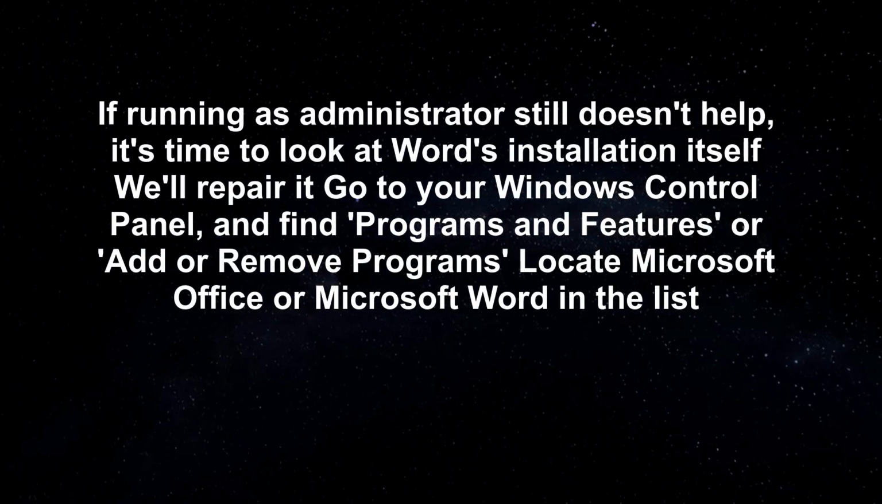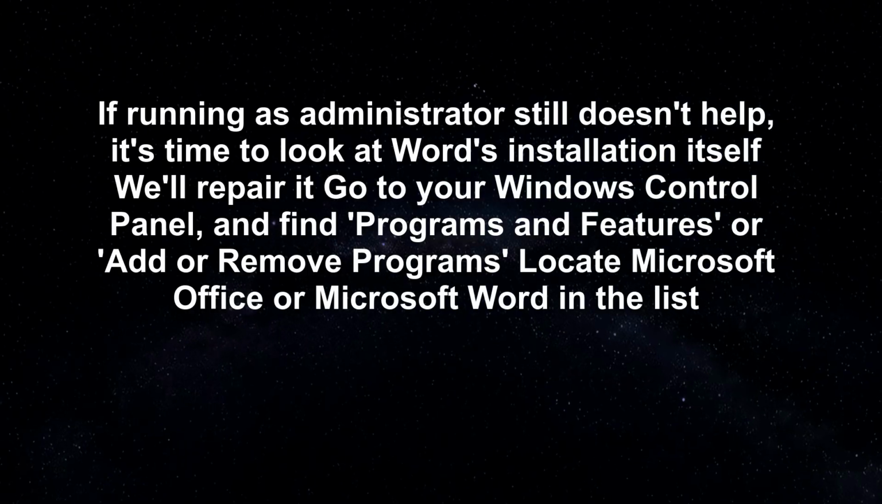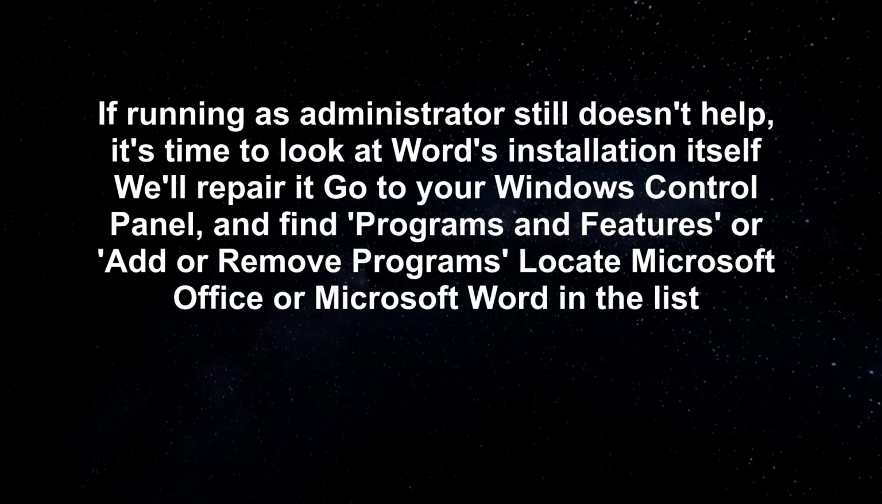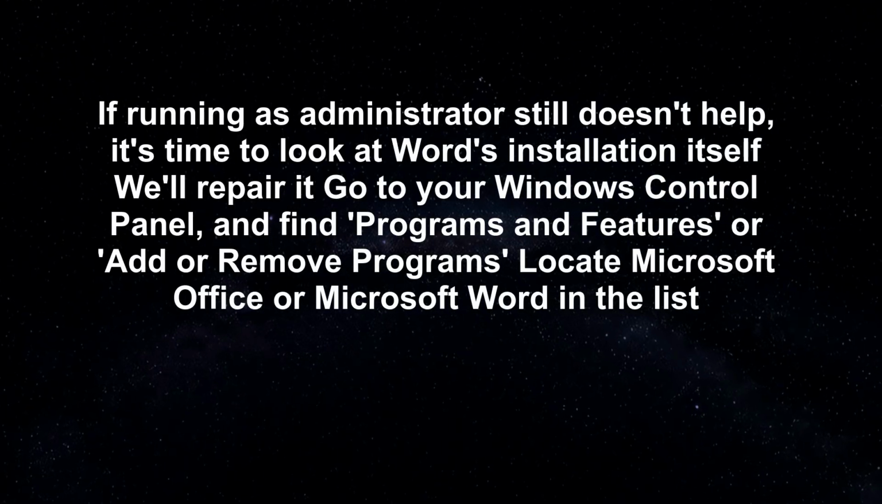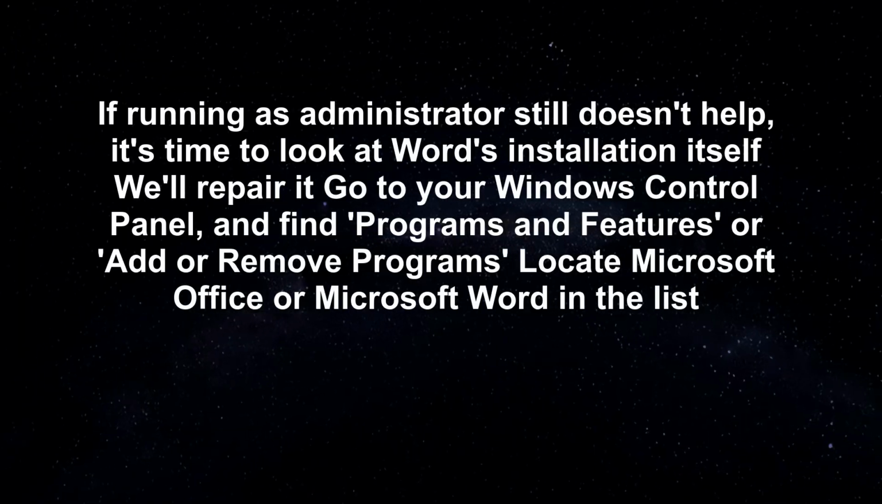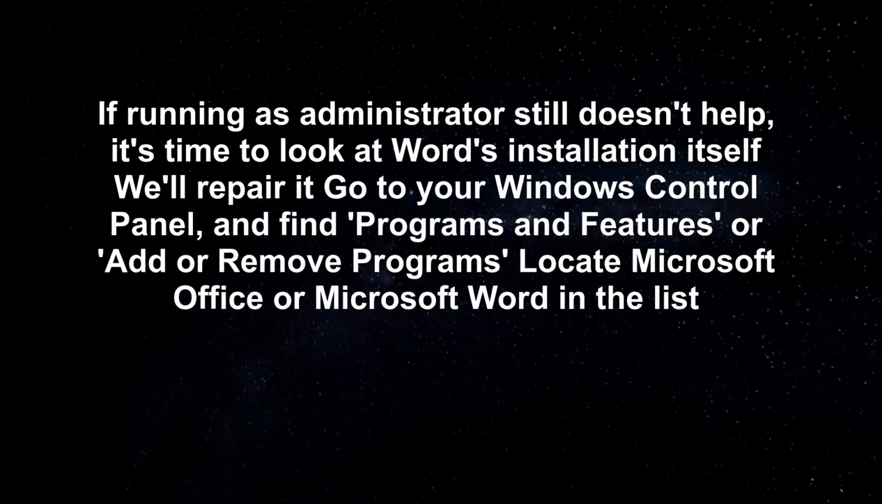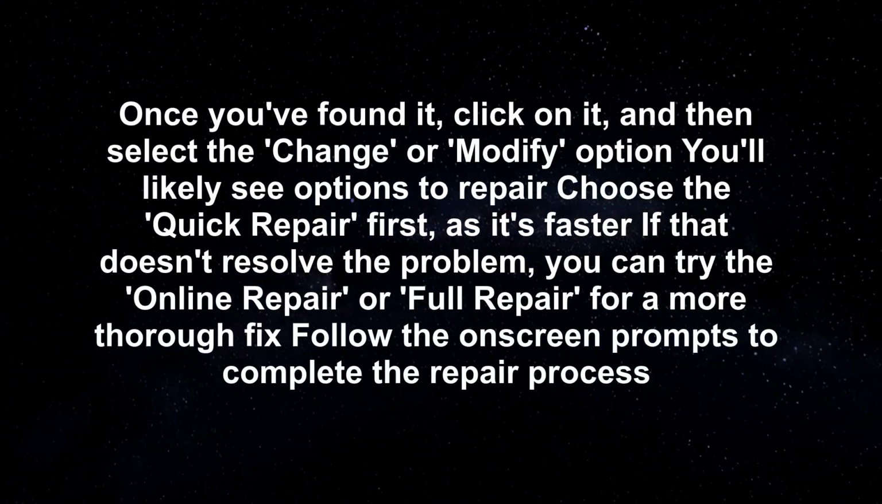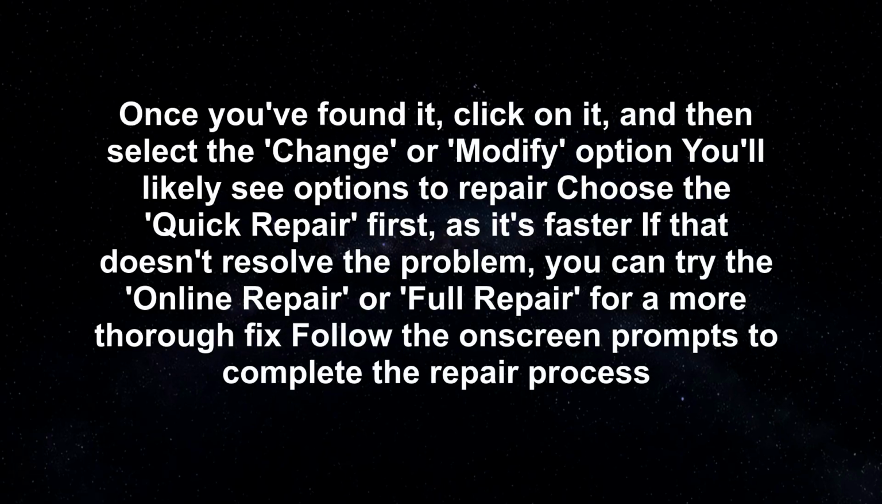If running as administrator still doesn't help, it's time to look at Word's installation itself. We'll repair it. Go to your Windows control panel and find Programs and Features, or Add or Remove Programs. Locate Microsoft Office or Microsoft Word in the list. Once you've found it, click on it, and then select the Change or Modify option.